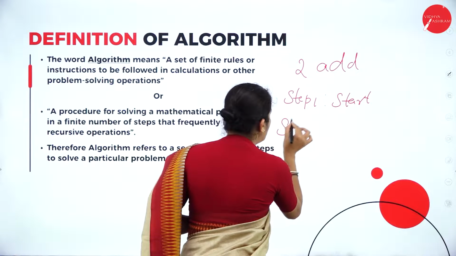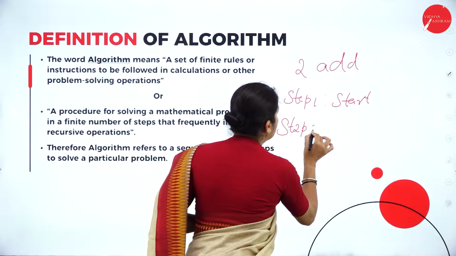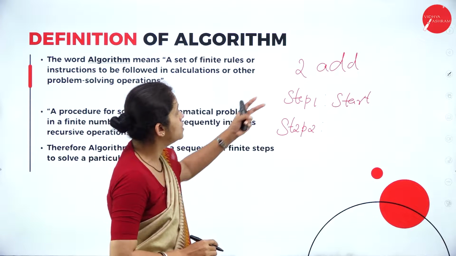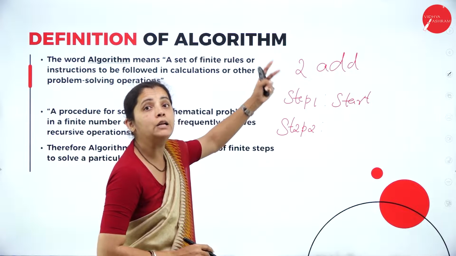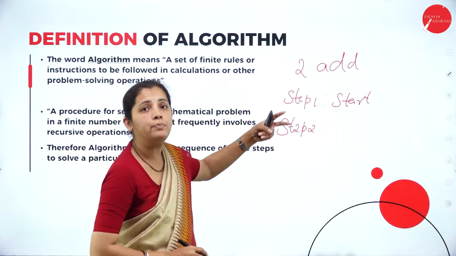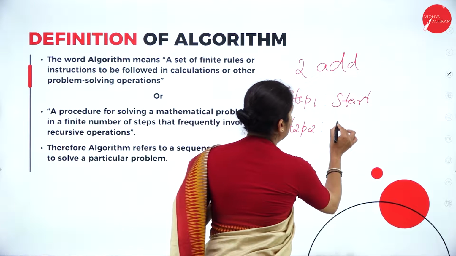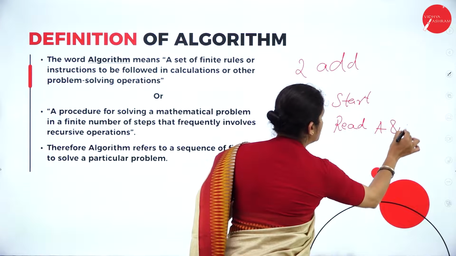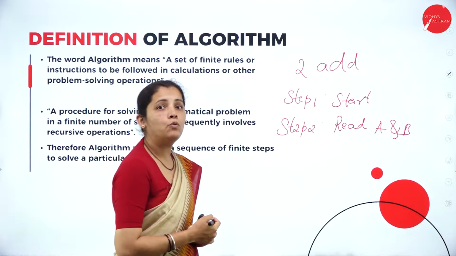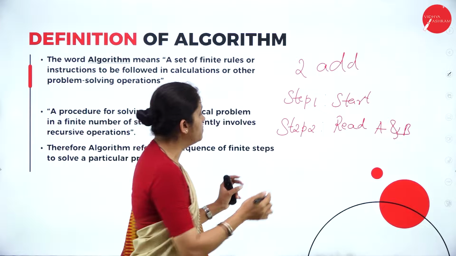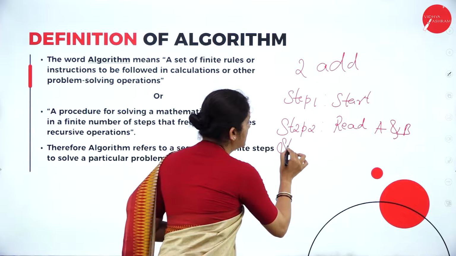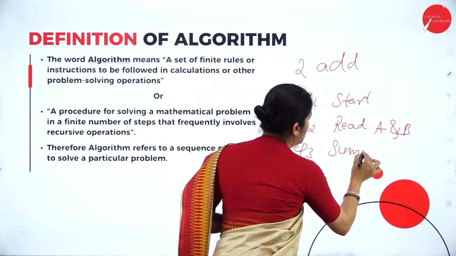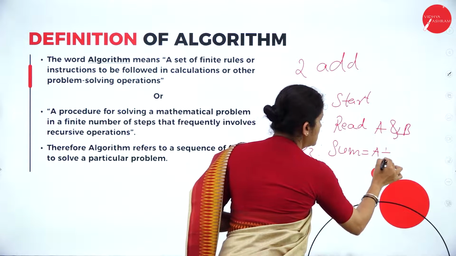After that, I'm going to have step 2, that is, I want to read two inputs, because what's my problem statement? Adding two numbers. So how many inputs? Two inputs. For example, I'll write read A and B. So these are the two inputs. After that, I want to perform summation. In my step 3, I will write sum equal to A plus B.